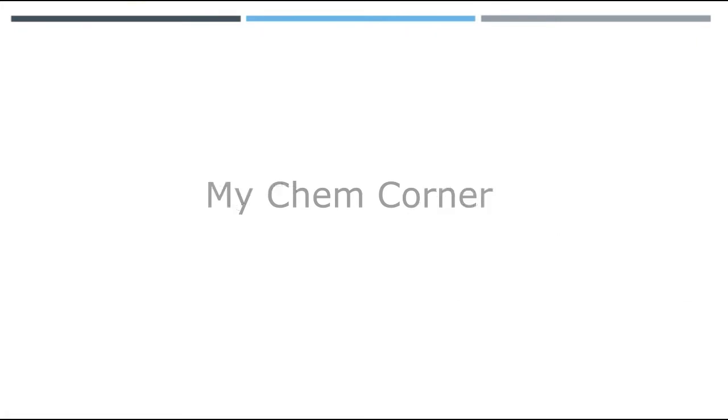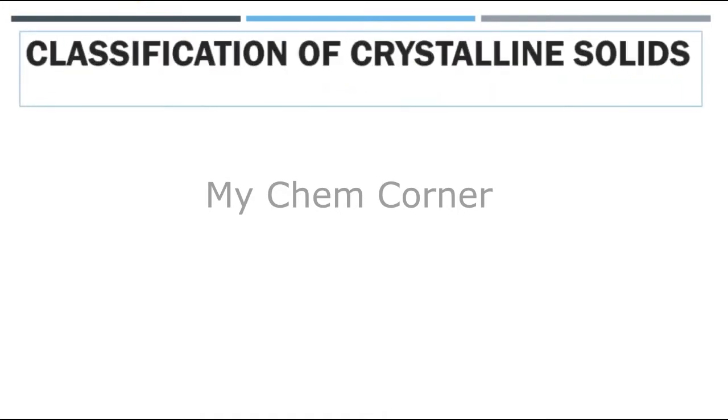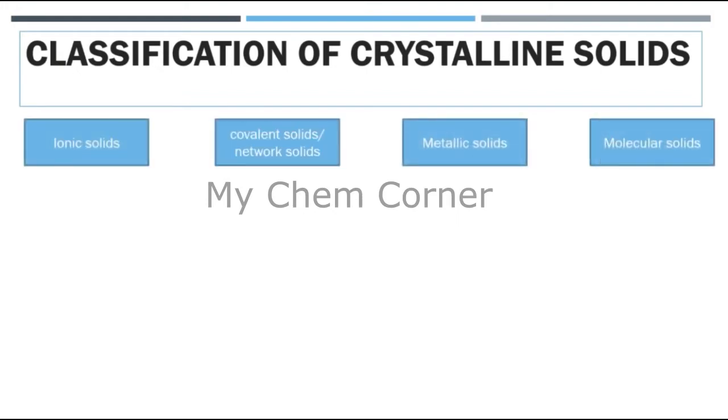Now that we've learned about the classification of solids, we will move into classification of crystalline solids. So we learned 2 classifications of solid, amorphous and crystalline. Now we are going to learn classification of crystalline solids. Here we have 4 types of classifications of crystalline solids depending on bonding. We have ionic solids, covalent or network solids, metallic solids, and molecular solids.